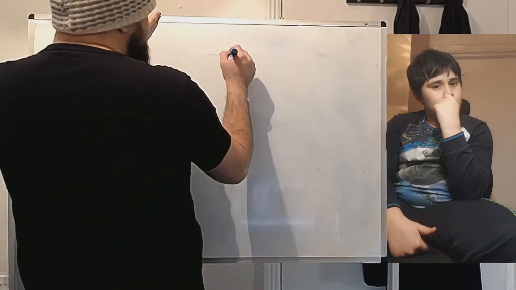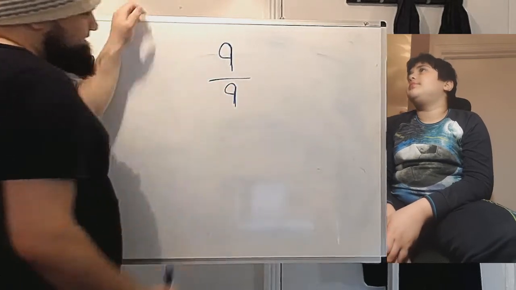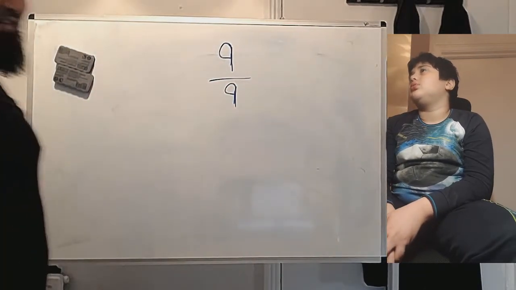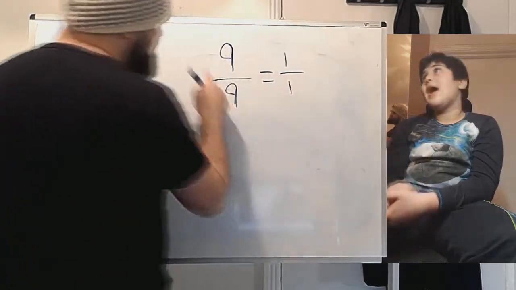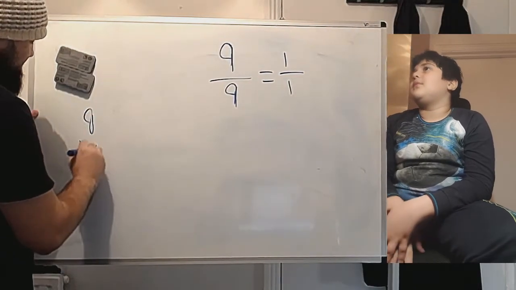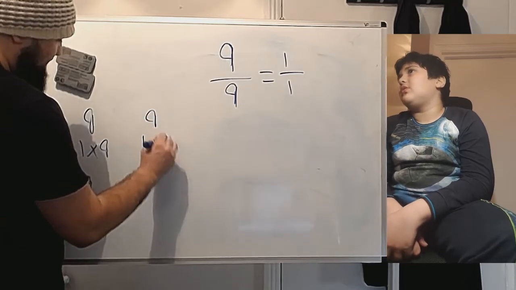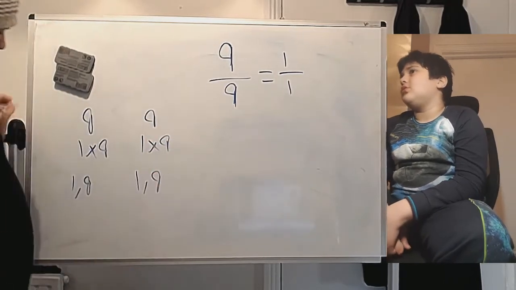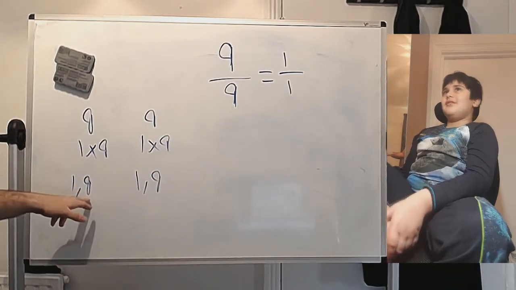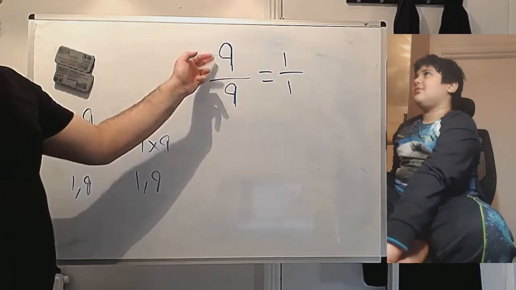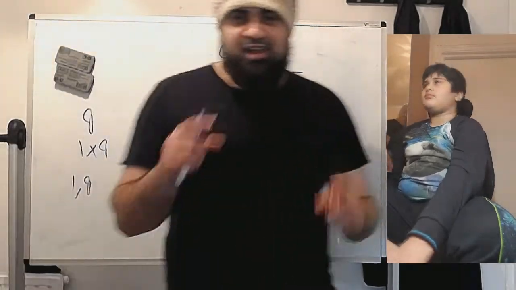So, can we please simplify 9 over 9? What's that simplified to? 1 over 1. That's not that difficult. The factors of 9 are 1 times 9, so it's just 1 and 9. And the factors of the other 9 are also 1 and 9. So 9 is common in both. How many 9s go into 9? 1. So that's just equivalent to 1 over 1.